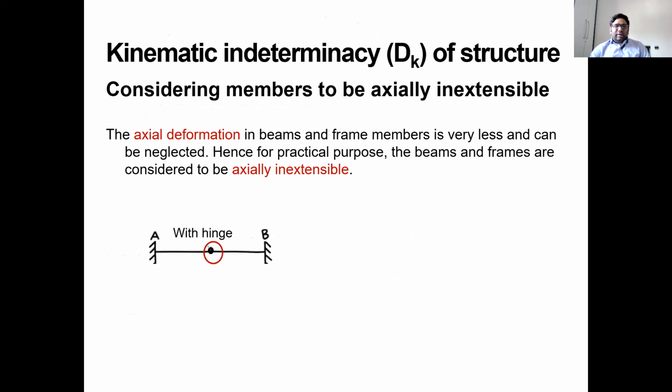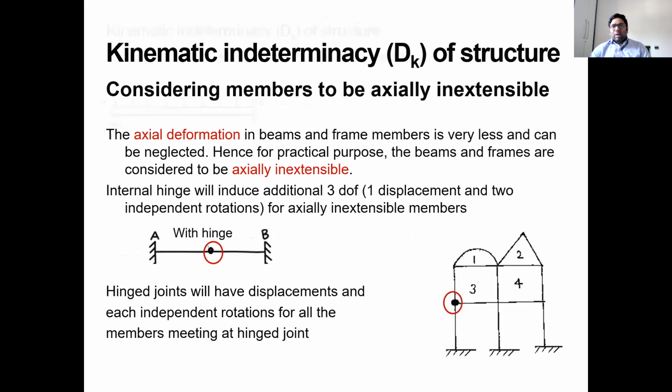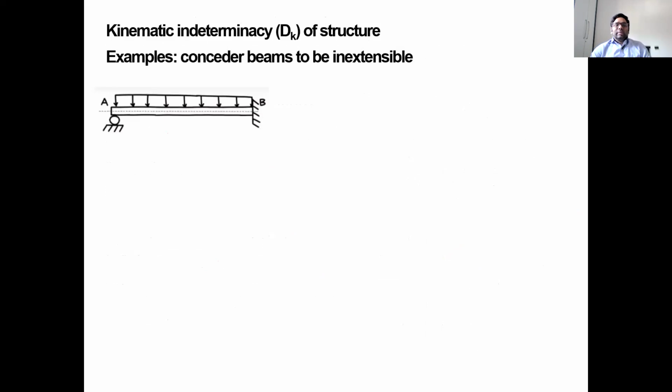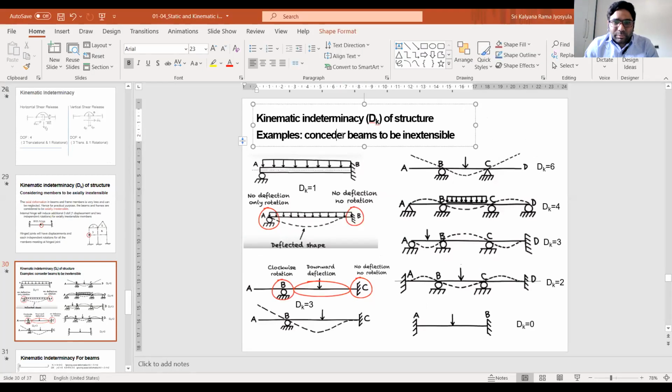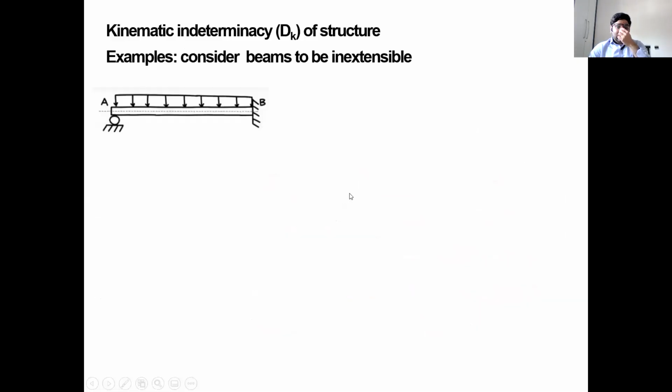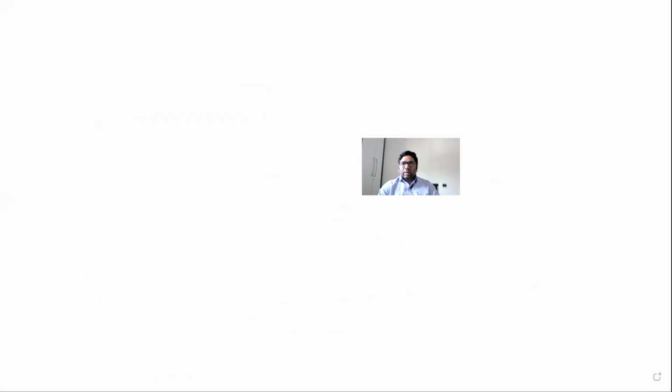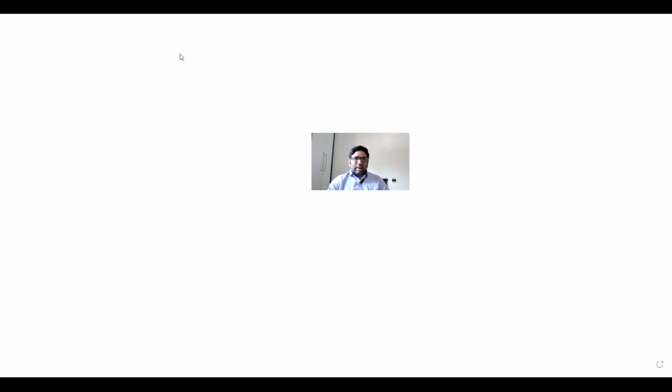Now, so axially inextensible part, with hinge and without hinge, we have already seen it. So now let us try to see the examples of the beam with respect to various degrees of kinematic indeterminacy. You can see that here. All of you can see the screen now. So before that, I will give one more clarity with a table for you to remember and practice later. First, I will show that to all of you and then I will explain.